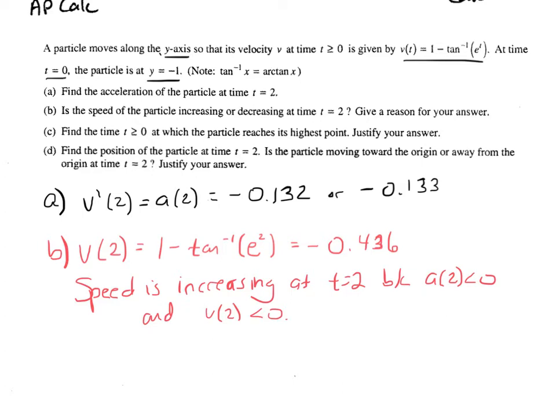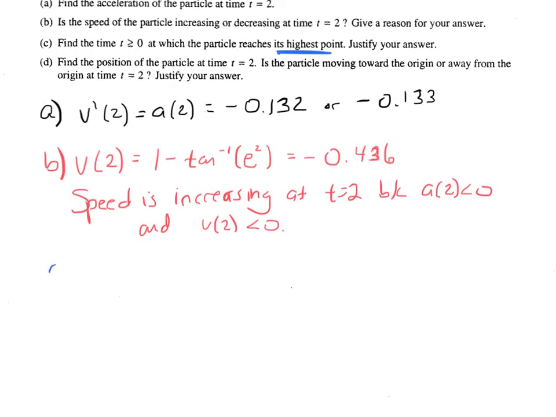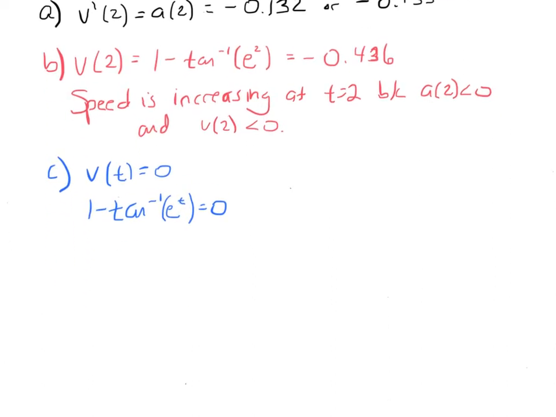Part C, we want to find the time at which the particle reaches the highest point. So we want to know when velocity is equal to 0. So that's going to happen when this function is equal to 0. We can solve this equation using the calculator, and you should get 0.443.